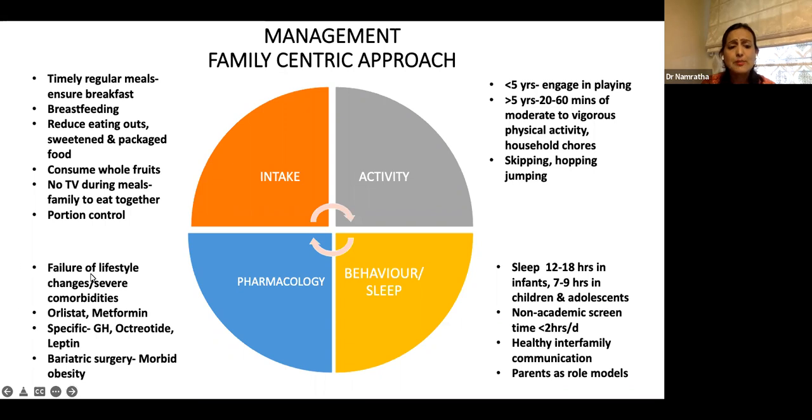Pharmacological management is restricted to a small group where there is failure of lifestyle interventions or associated severe comorbidities. Orlistat and metformin are some of the drugs that have been tried. There is also specific treatment in genetic obesity, for example, octreotide, and leptin deficiency can be treated with leptin analogs, and growth hormone in syndromes such as Prader-Willi syndrome. They also have a modulatory role in which they help to improve the appetite and the body composition.